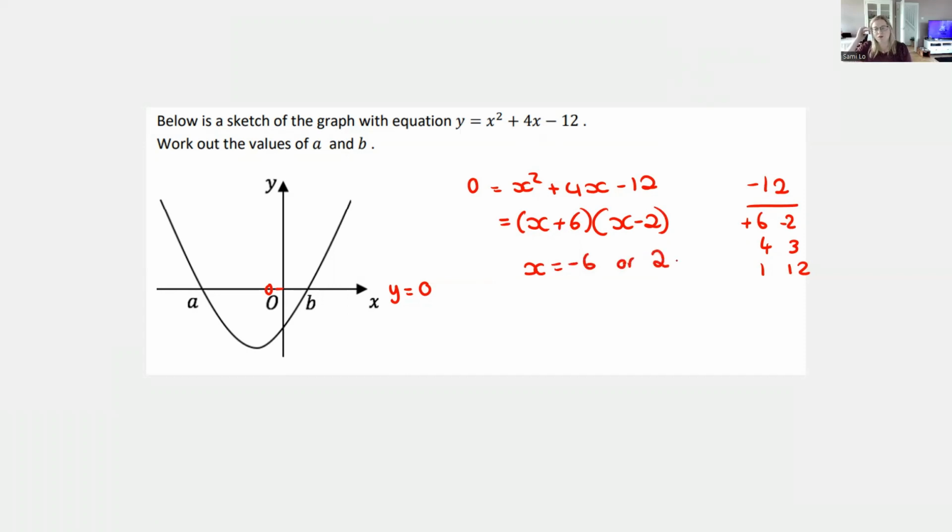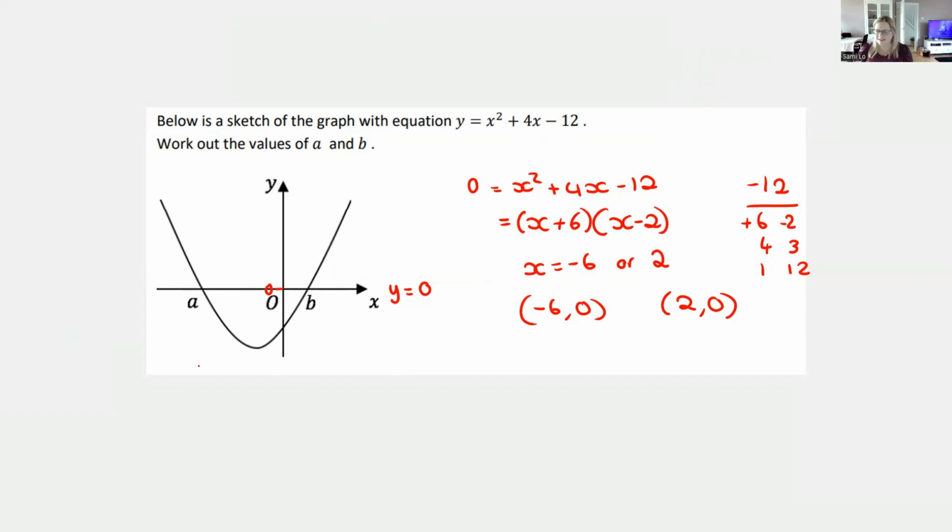Once you're at that point, you've already got the y value, so you don't need to now stick this in, because at these 2 points, y is going to be equal to 0. So your coordinates are going to be -6, 0. And we're also going to have the coordinates 2, 0.